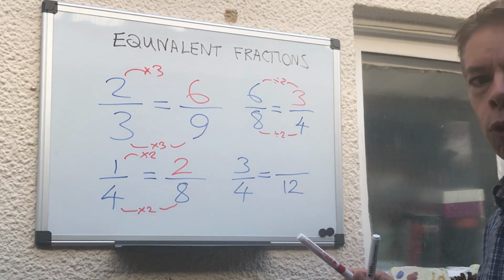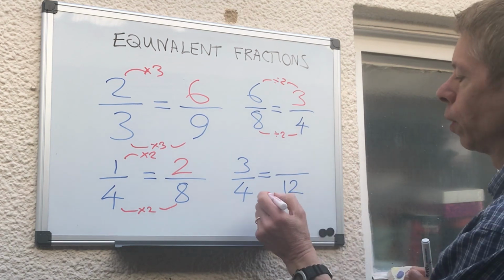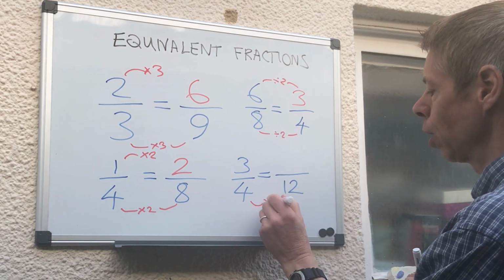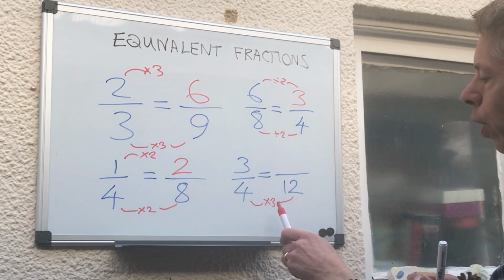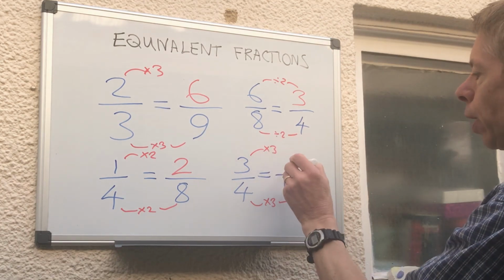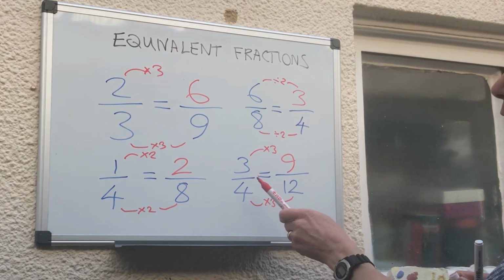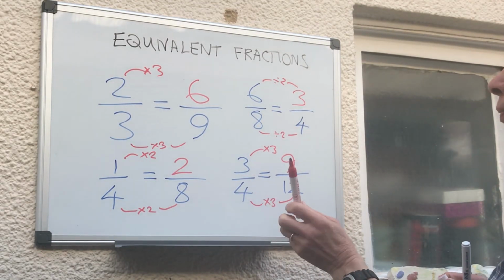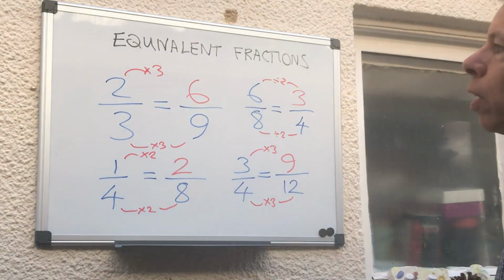Okay, hope you've all managed to work that one out. So 4 changes into 12. To do that, we're multiplying by 3. So 4 times 3 is 12. So up here we're going to go 3 times 3 is 9. So 3/4 is equivalent to 9/12.